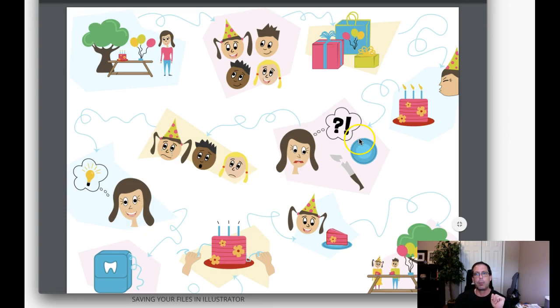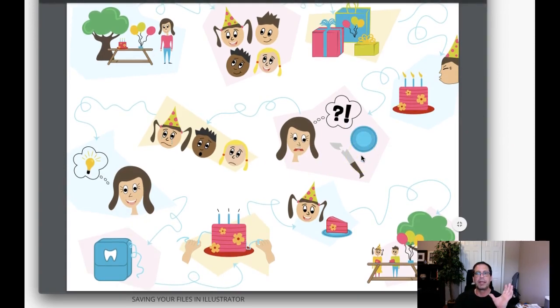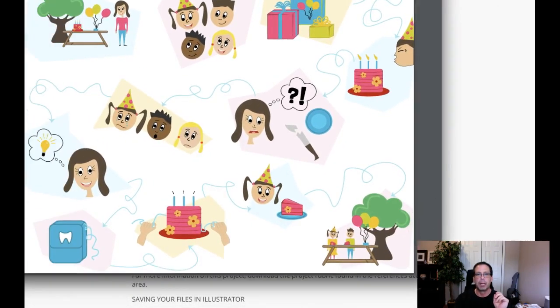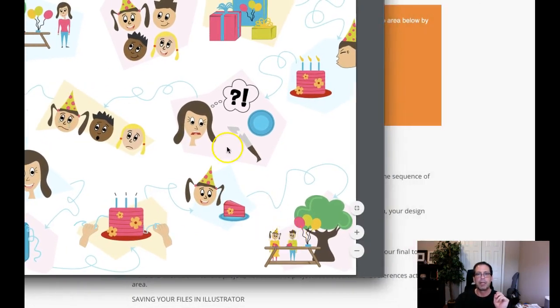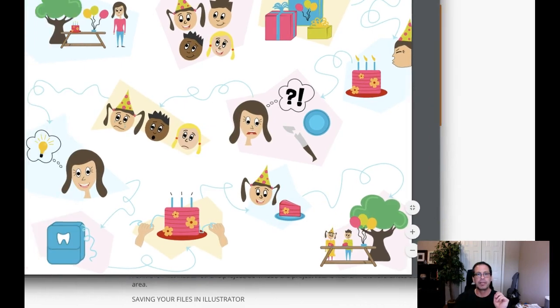Okay, the one thing I'm seeing is a lack of contrast. And this is very, very common, specifically with relatively newer designers. Contrast is something you want to check all your work for.